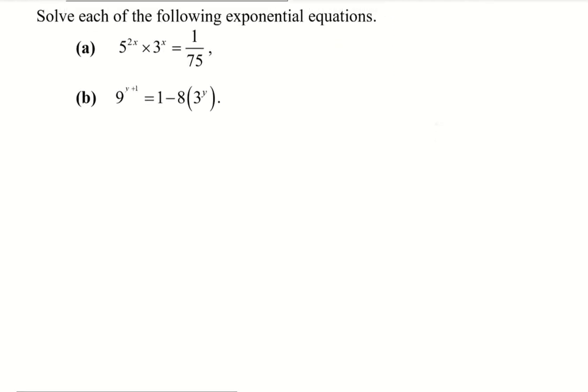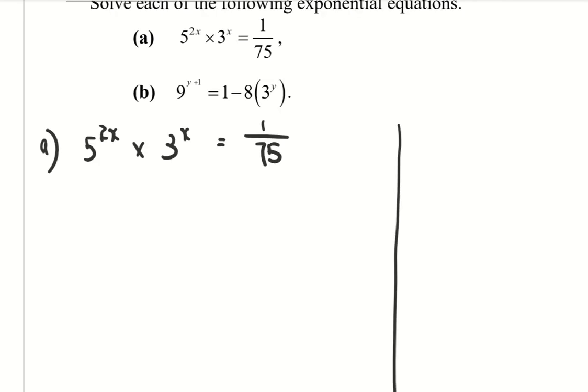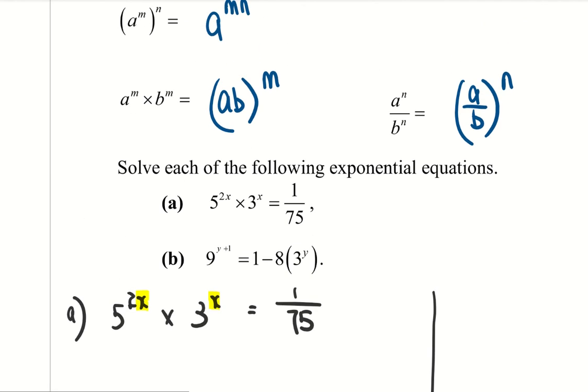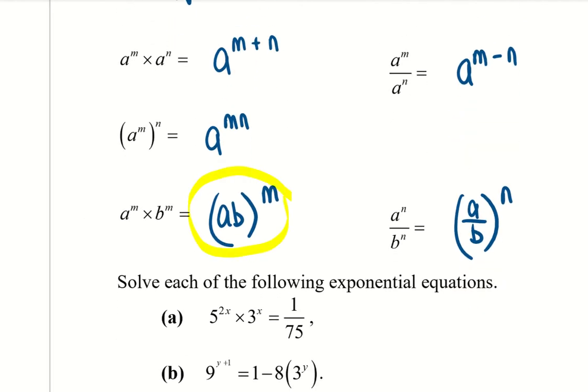The task is to solve the following exponential equations. I'm going to kick off with part A. What we see in part A is that they all have different bases. Not to fear. What is common is that I can see the power x. Since I can see power x and they are not of the same base, what I can think of will be this particular law where they have the same power.